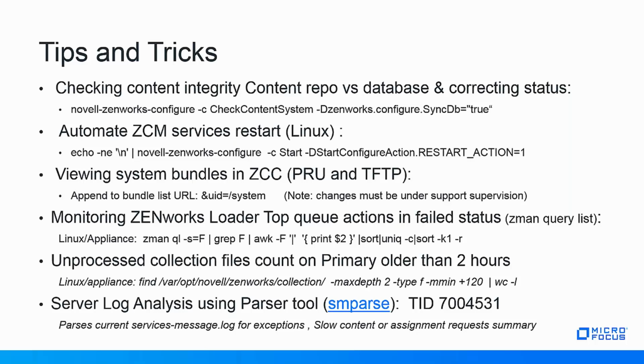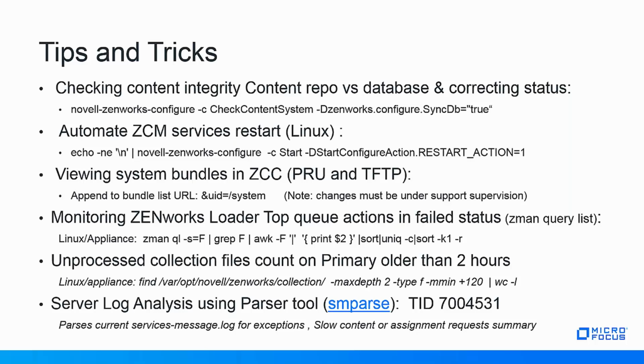Monitoring the ZENworks loader from the top queue action, if it's a failed status. This will give you a queue list and actually monitor the loader. Unprocessed collection files count. Here's another command for Linux if you're not familiar with it, and it can check for files on the primary that are older than 2 hours. So that gives you some details on those collection files.